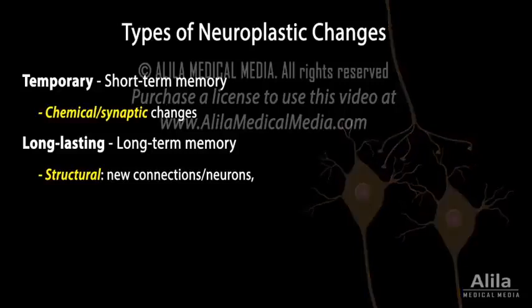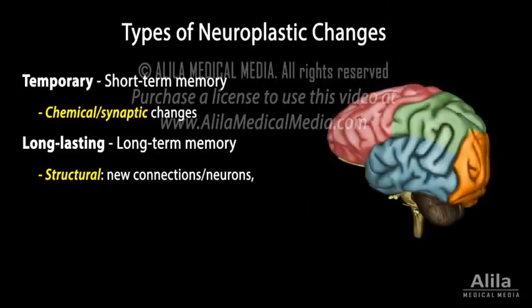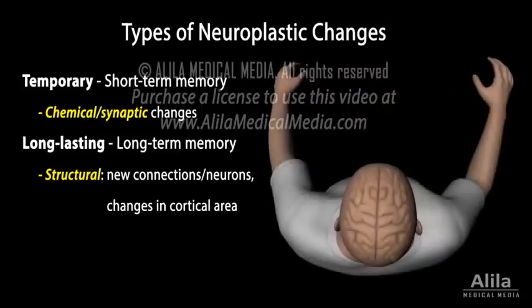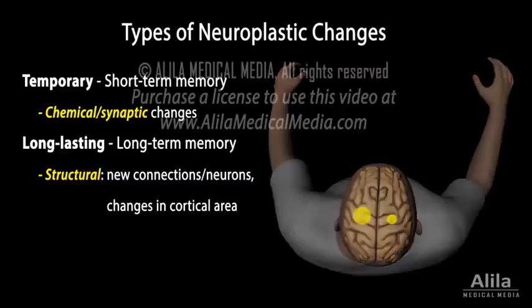Structural neuroplasticity may also result in enlargement of the cortical area associated with the increased activity, and shrinkage of areas that receive less or no activity. For example, in right-handed people, the hand motor region on the left side of the brain, which controls the right hand, is larger than the other side.